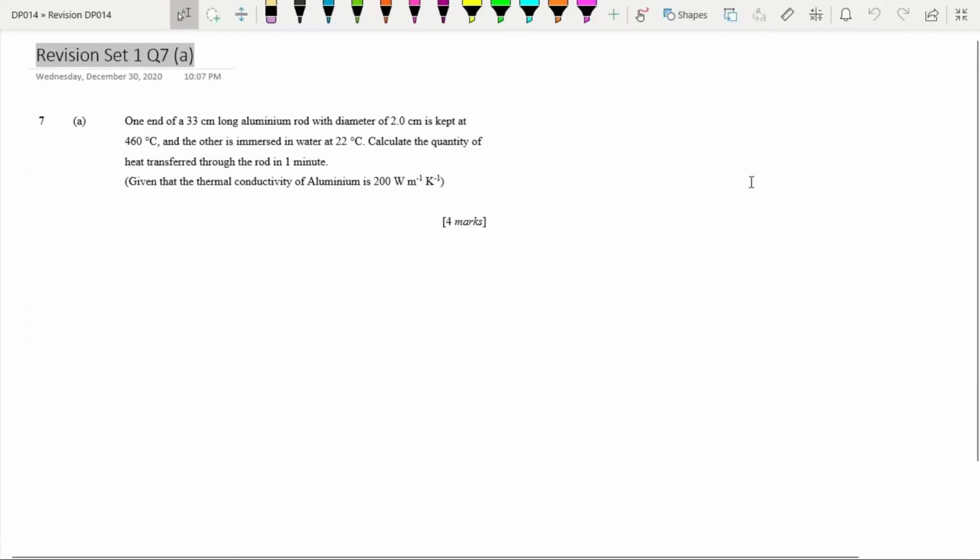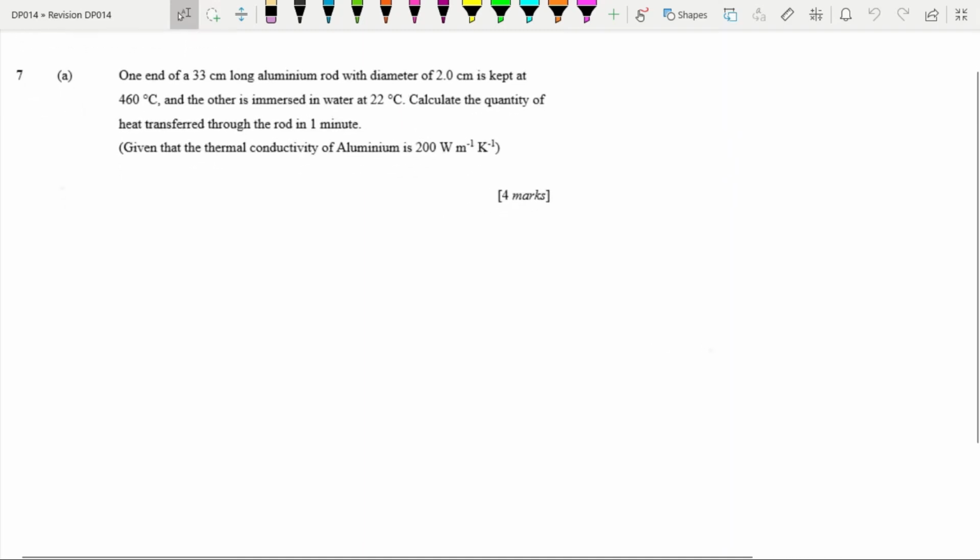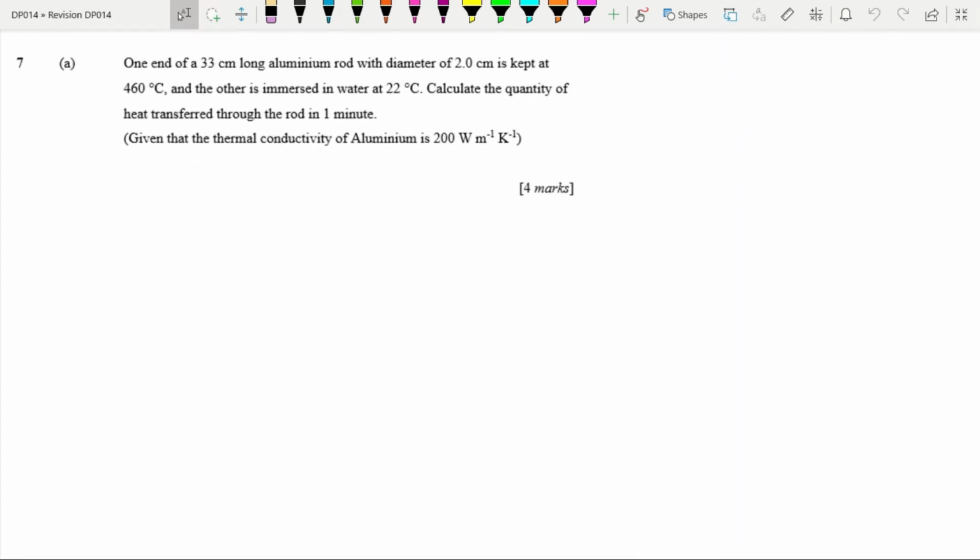Okay, so let's continue to the last question for revision set 1. So this is the first part of question 7. Sorry, not chapter 7, question number 7 refers to chapter 8. Okay, kita ada heat, kita ada gas loss dan juga thermodynamics.